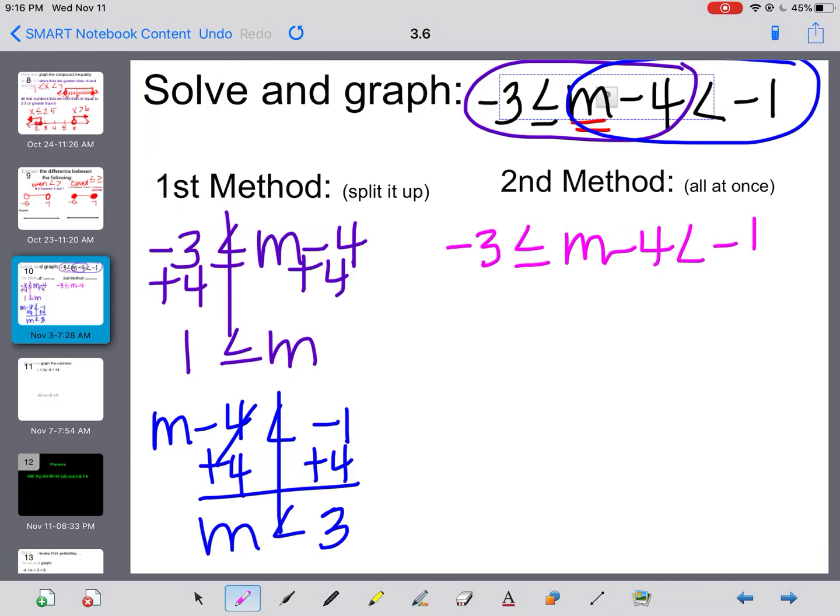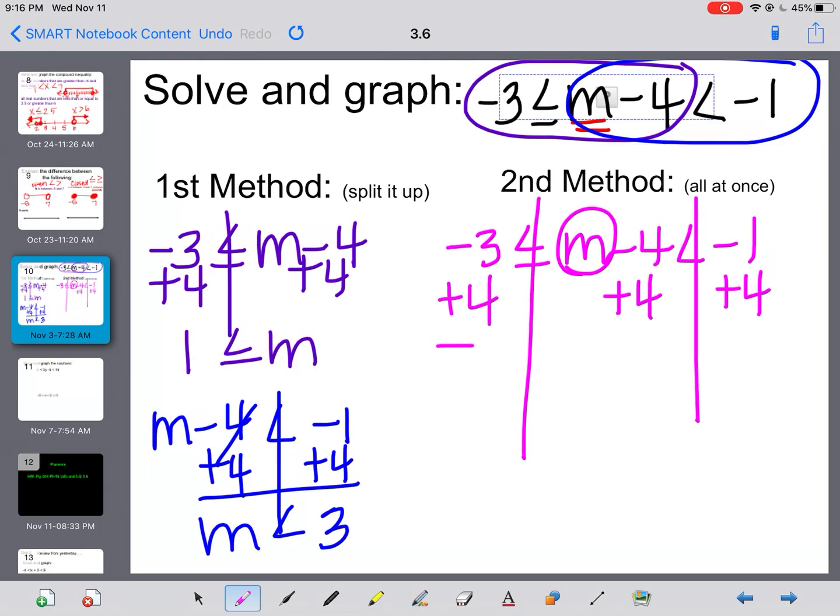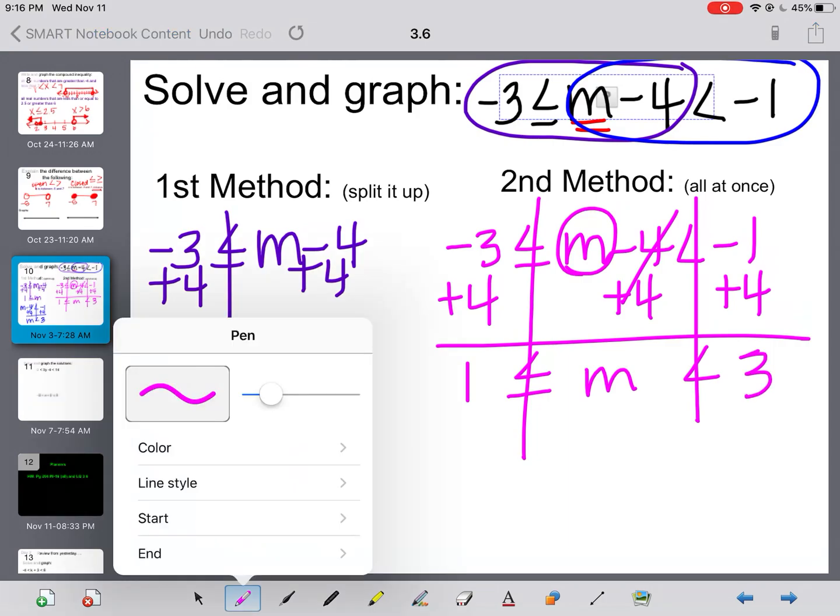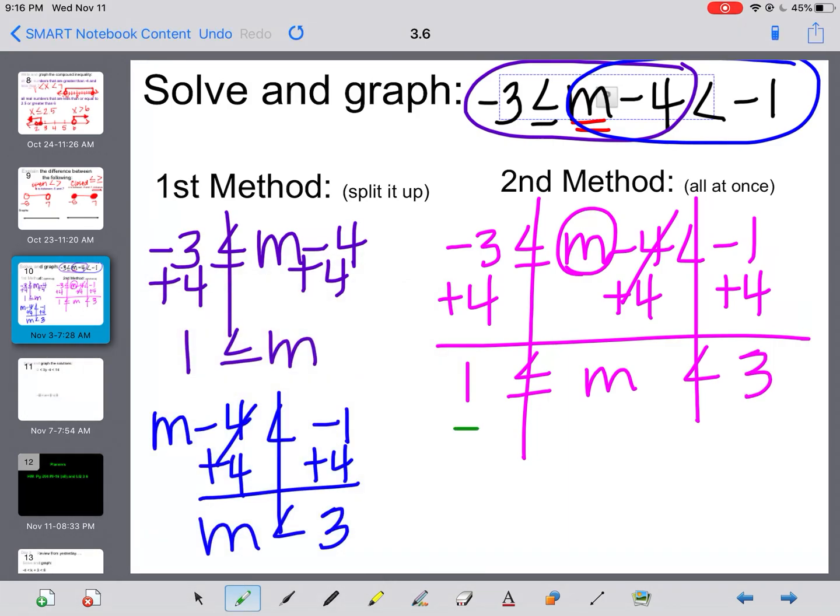The second method is actually just to do the whole thing at once. Okay, so I write down -3 is less than or equal to m minus 4, which is less than -1. And I do the exact same thing that I've been doing all along, only instead of having one train track, I actually have 2 sets. And whatever I do to one side, I have to do to all 3 parts. So to get this m by itself, I have to add 4 to all 3 parts. Okay, -3 plus 4 is 1, which is less than or equal to m, which is less than 3.